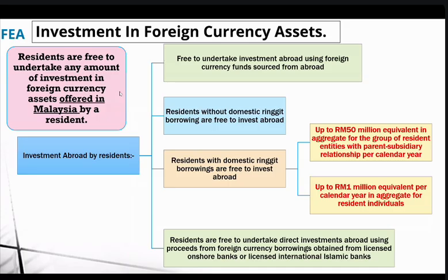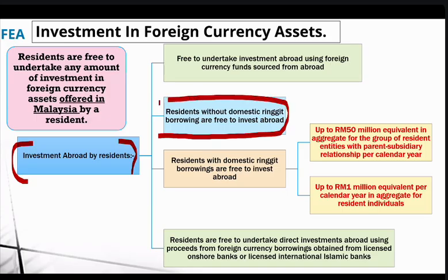Okay, here's the key point. If I'm a resident and I invest abroad, if I invest in Malaysia, foreign currency assets is no limit. As long as I have no domestic ringgit borrowing, I have no limit to undertake investment abroad using foreign currency funds. There's no limit.